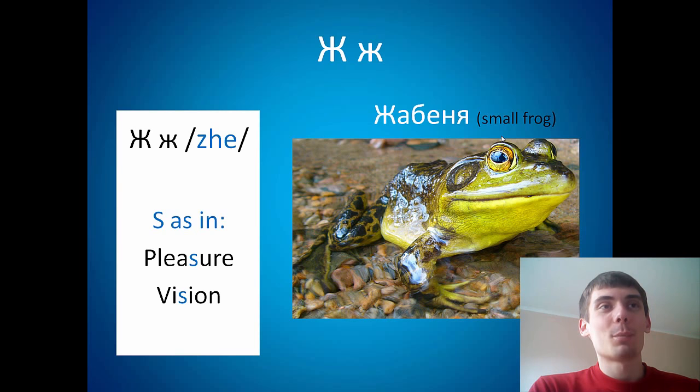Well, it can be a small frog, and also it can be a person who has very cold palms or feet, usually all the time. So this person might be called жабеня. But be careful, because it's a very informal way to refer to a person, and it's only good between friends or relatives or family.